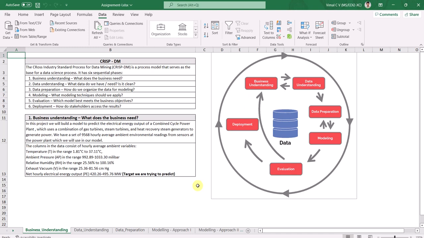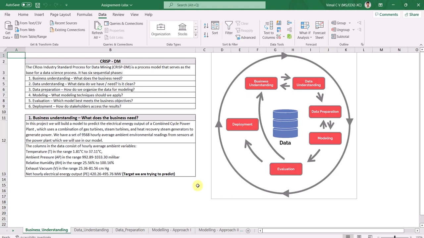So today in this video, I have done my assignment from the course one, Machine Learning Foundations for Product Managers. So let us see. You can see the CRISP-DM, the Cross-Industry Standard Process for Data Mining. We have followed this process model for building the machine learning model. We have six sequential phases, and let us see them one by one.